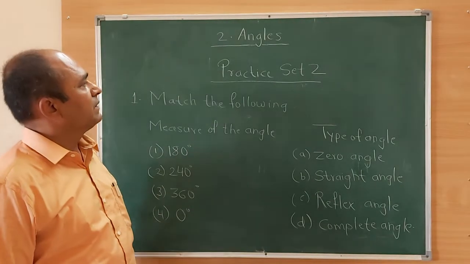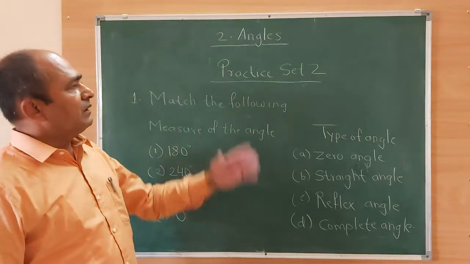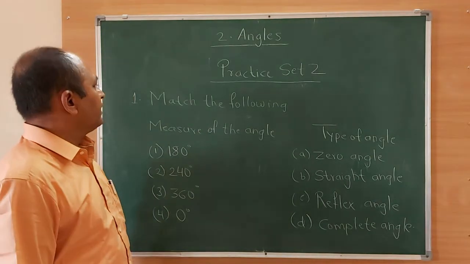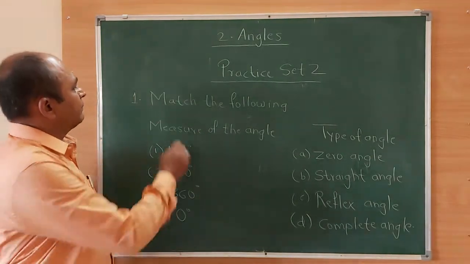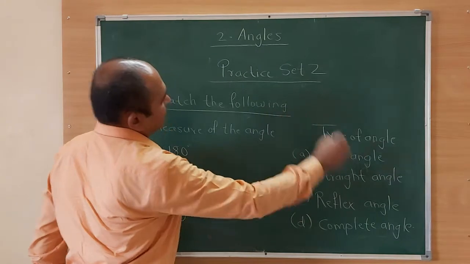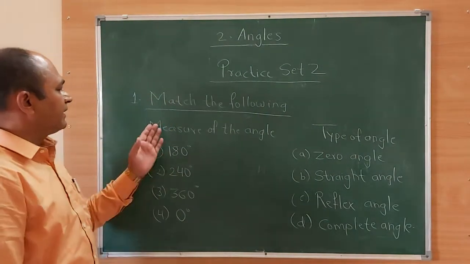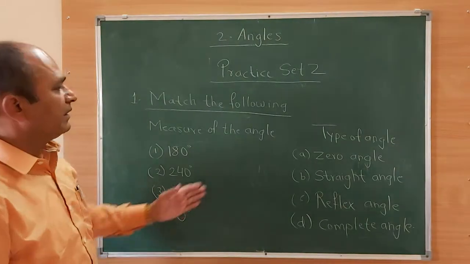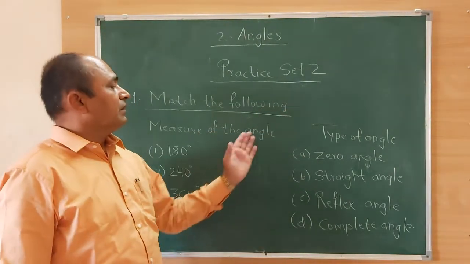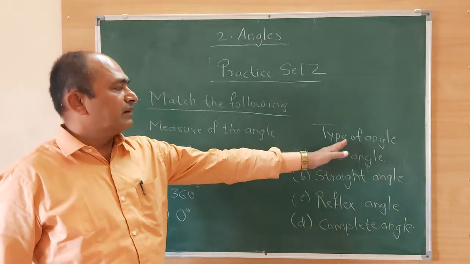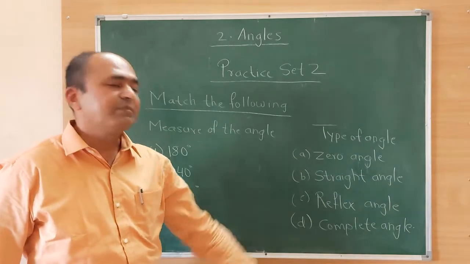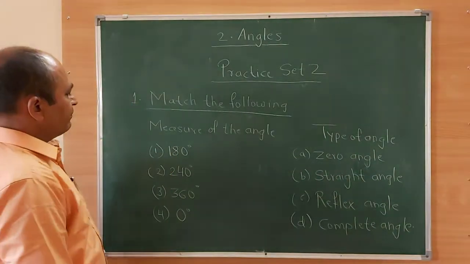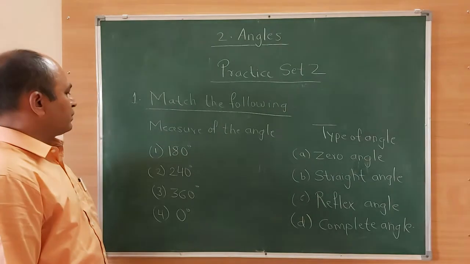Okay students, now we will solve the practice set 2. In practice set 2, the first question is match the following. There are two columns. In the first column, measure of angles is given, and in the second column, depending on the measure of angle, you have to identify what type of angle it is. So let's solve this first question.